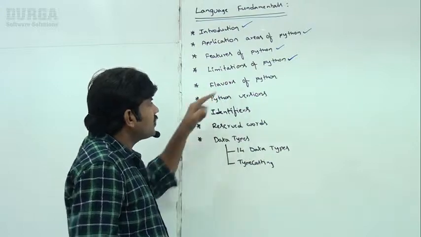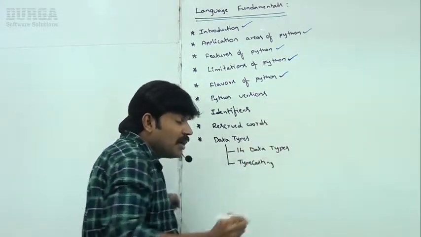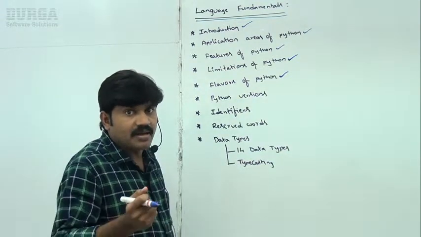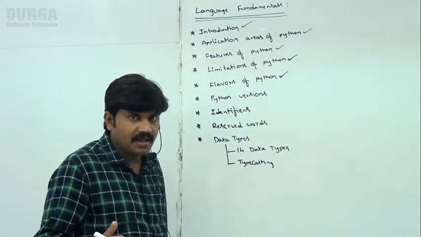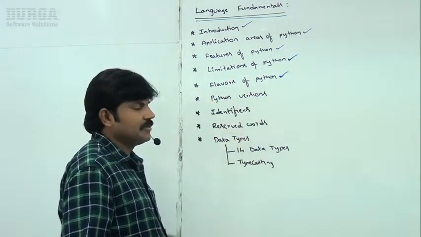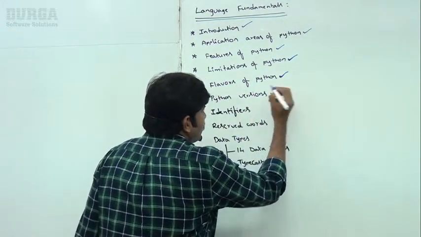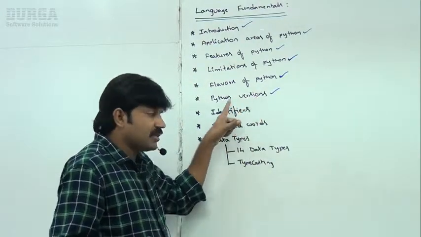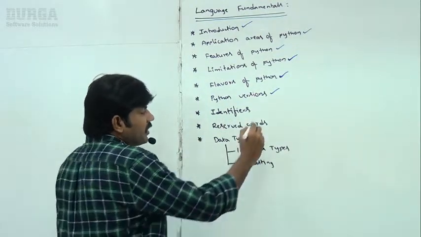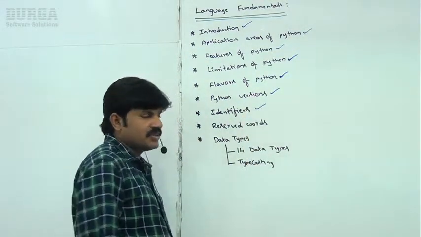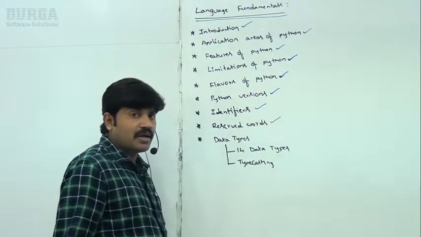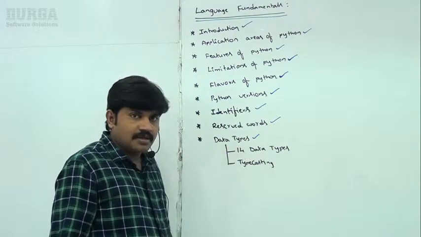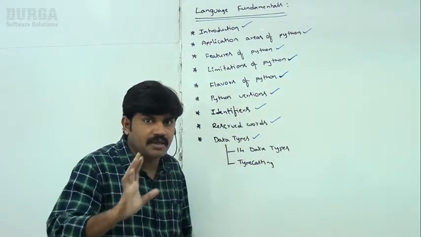Next, flavors of Python. Multiple flavors are available for Python, sir, as it is open source, like Jython, Anaconda Python, IronPython. I will explain. Next, sir, what are the various versions? Python 2.x, Python 3.x, we have to discuss these version related issues. Next, identifiers concept, reserved words concept, and then data types concept we have to discuss. Under data types, almost around 14 data types we are going to discuss.